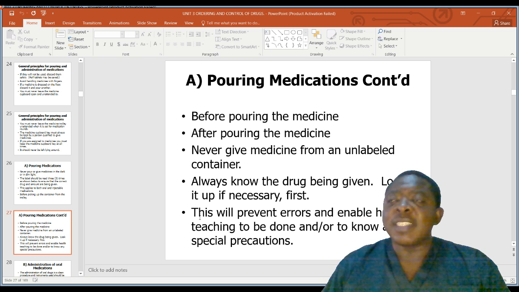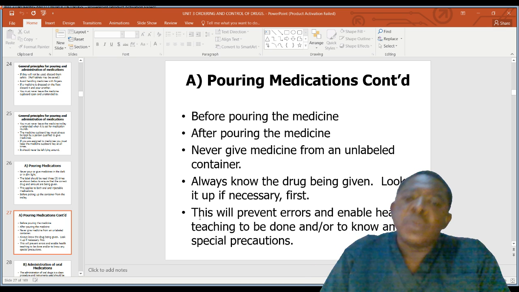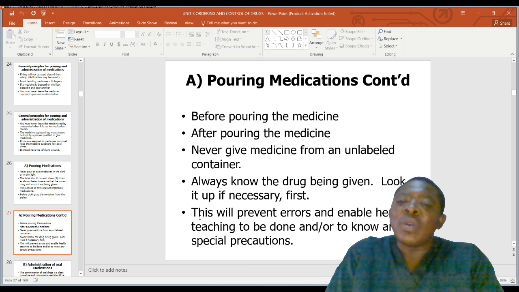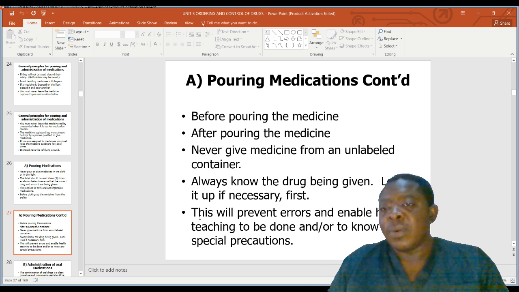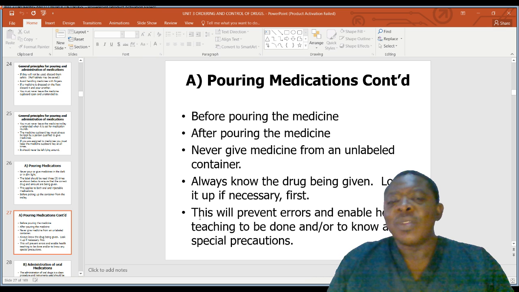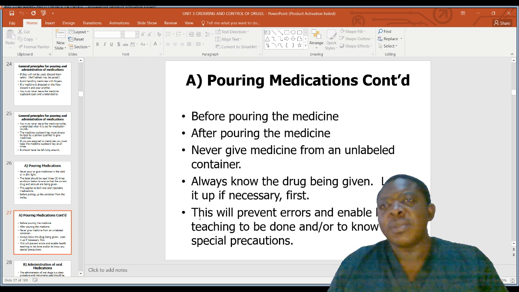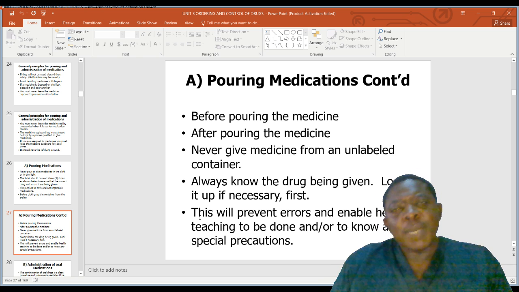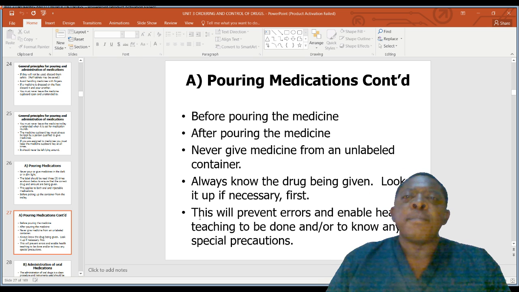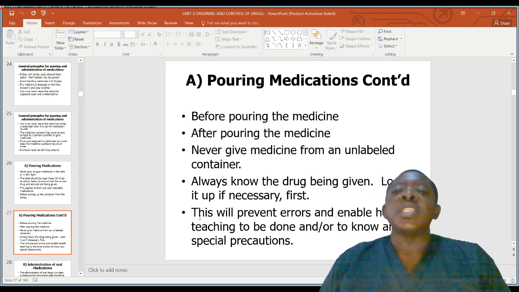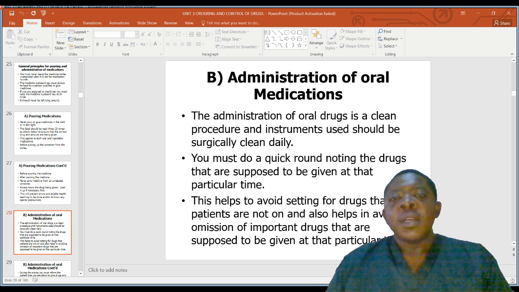When you're giving drugs, read more about the side effects. You should have knowledge about the drug that you are giving. Don't give a drug you have no knowledge about, because you won't know how to counter the side effects. This will prevent errors and enable health teaching and knowledge of any special precautions. If the drug turns the urine yellow or orange, or changes its smell, you need to explain to the patient, because the patient might think the condition has become worse. That's why you need to know more about the drug for health education purposes.